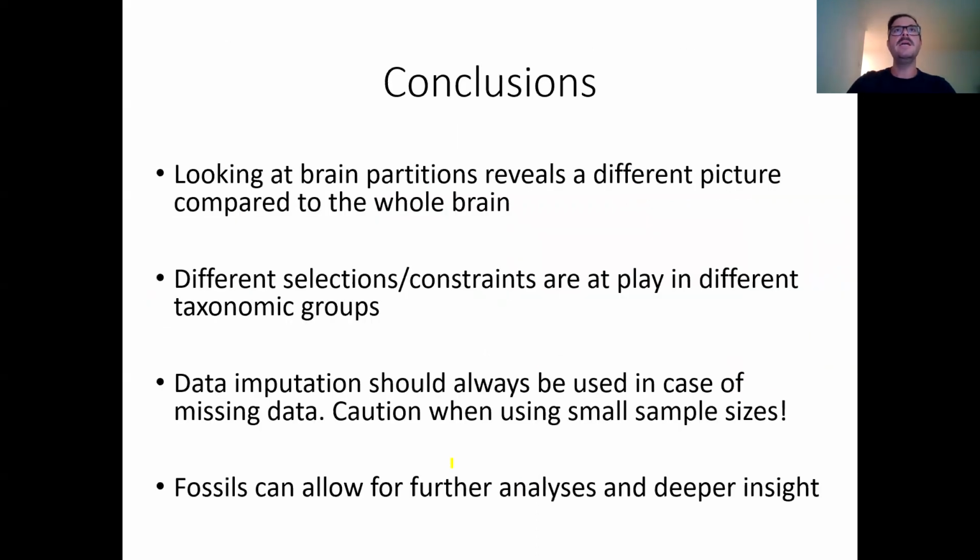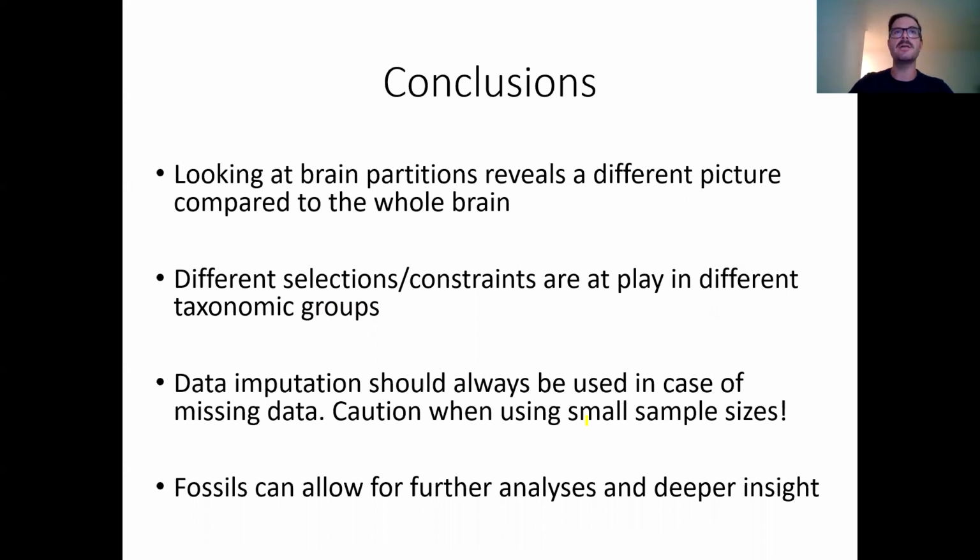So in short, I just showed you that looking at different brain partitions reveals a different evolutionary picture compared to looking at the whole brain. So both approaches have their utility, and one should tailor their inquiry based on the specific questions that they have. Also, it seems that different selection pressures and different constraints are at play in different taxonomic groups. We could see that we can find support for the social brain hypothesis in primates, but we couldn't find any support for it in both leporids and marsupials.